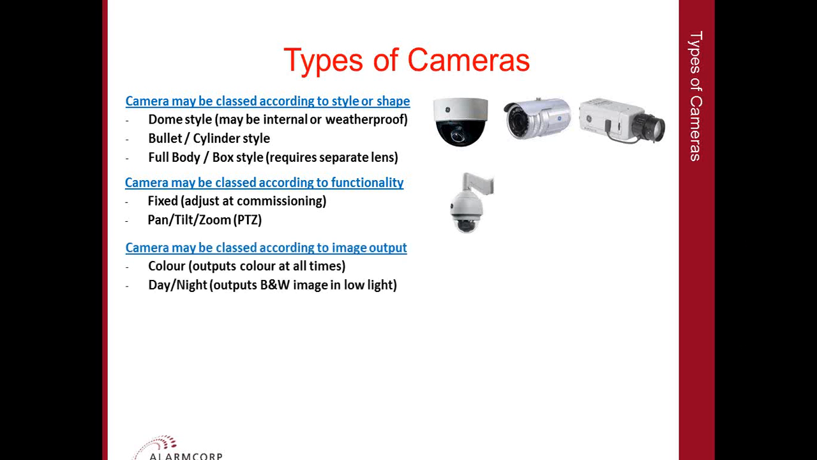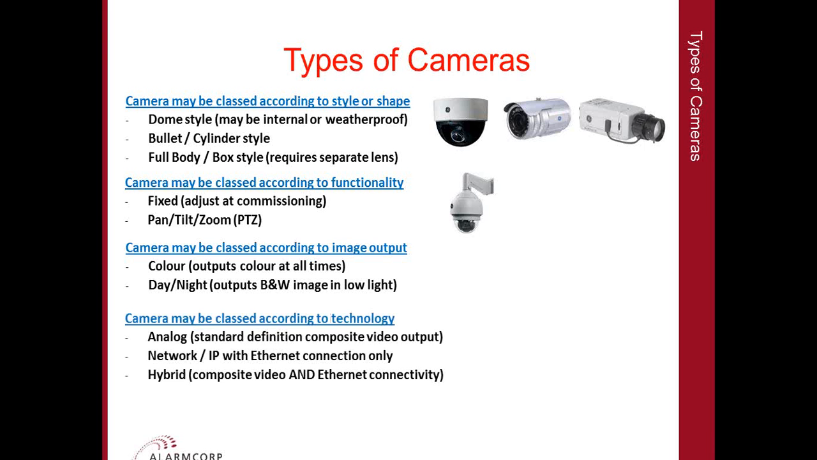You can classify cameras according to image output. You can have a color camera which outputs a color image at all times, or we can have a day-night camera which outputs a color image in bright light and switches to black and white or monochrome mode in low light. And of course, finally, we can classify a camera according to technology, whether it's an analog camera, in other words, standard composite video output. We can have a network camera which outputs video over an Ethernet stream only, or we can have a hybrid camera which is an Ethernet camera but which also has a composite video output.